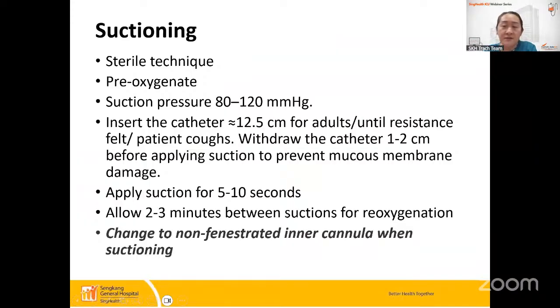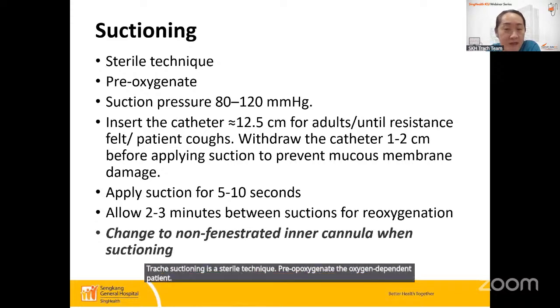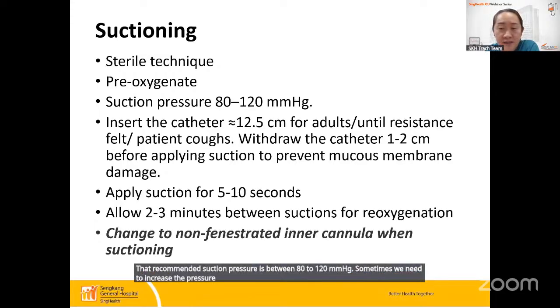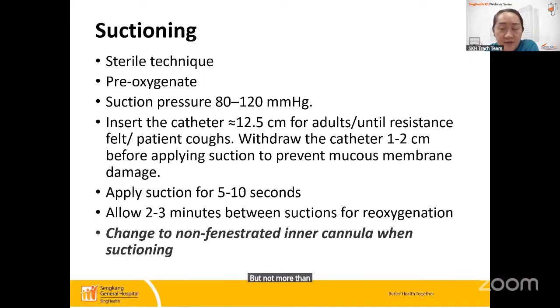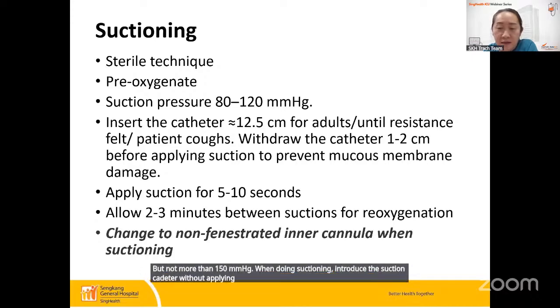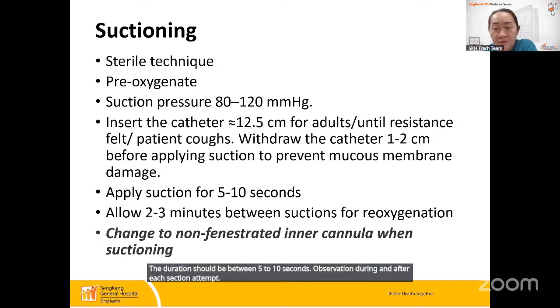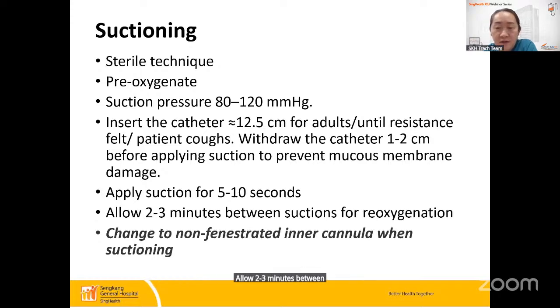Trach suctioning is a sterile technique. Pre-oxygenate the oxygen-dependent patient. The recommended suction pressure is between 80 to 120 mmHg. Sometimes you may need to increase the pressure if the secretion is thick, but not more than 150 mmHg. When doing suctioning, introduce the suction catheter without applying suction. When you feel resistance or the patient coughs, withdraw 1 to 2 cm of the catheter and apply suction. The duration should be between 5 to 10 seconds. Observe the patient during and after each suction attempt. Allow 2 to 3 minutes between suctions for reoxygenation.